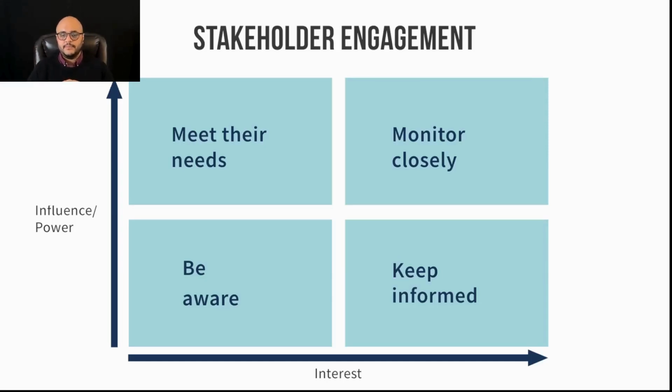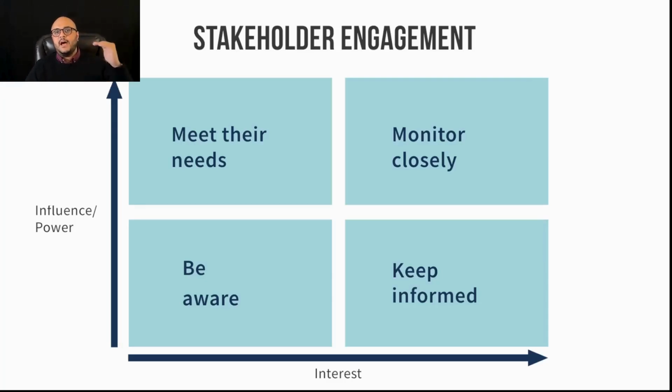So, for example, a stakeholder who has a lot of power, they have a lot of power in the organization. Let's say they are the chief executive officer, and they have a lot of interest in this specific project. I'm going to monitor them closely. I'm going to always keep them updated. I'm going to always make sure that they're happy. Monitor them closely, be on top of them, right? Check in on them, give them updates and reports, make sure that their needs are met all the time and they are always happy.